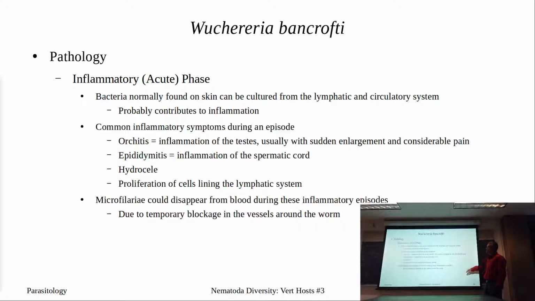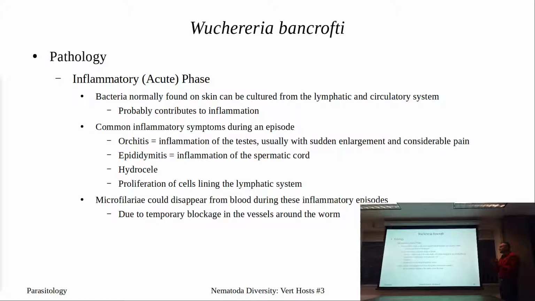Symptoms could be orchitis, so inflammation of the testes, usually with sudden enlargement and considerable pain. Epididymitis, inflammation of spermatocord, hydrocele, that was on the last slide definition. And then also proliferation of cells lining the lymphatic system. Repair mechanisms, you just cause more cells to grow, again, leading to additional blockage.